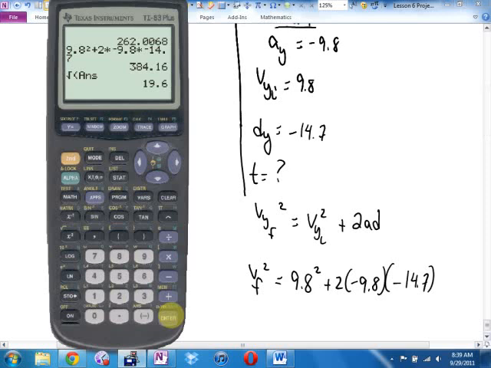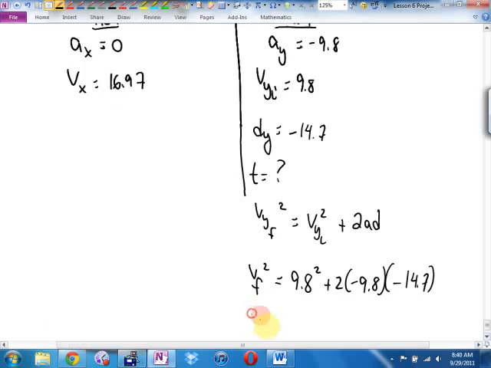Vy final, by a wonderful fluke, happens to end up being the same as the angled velocity. That's just a fluke with the numbers. And John, that's also why your two errors canceled out this morning when you were doing it. As it turns out, Vy final is 19.6, although that's not quite right.